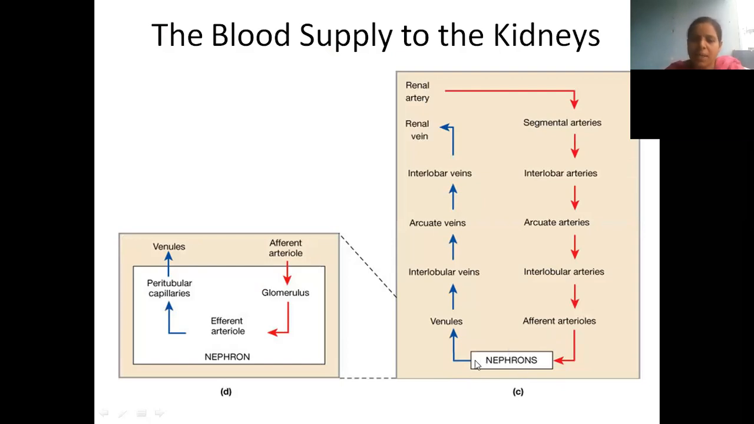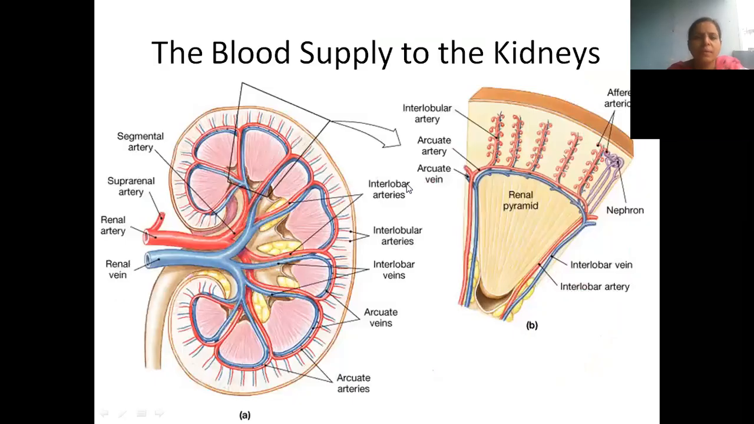Venous drainage will be in the reverse direction. We have renal venules, interlobular veins, arcuate veins, interlobar veins, then draining into renal vein. Okay?